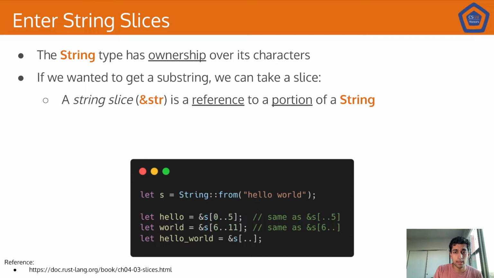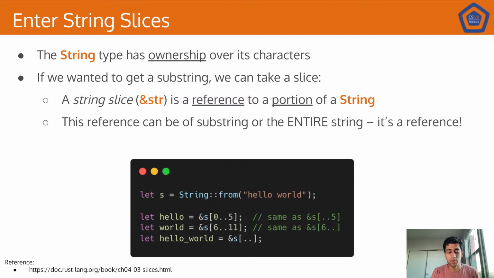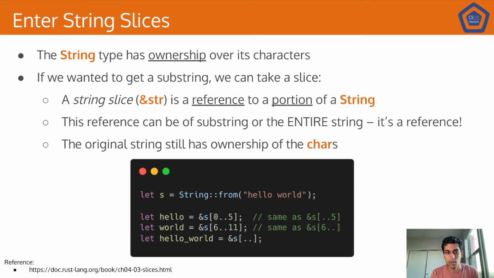A string slice is a reference to just a portion of a string. And this reference can be some substring or the entire string. It's just a reference. It's a pointer to some memory and the length of how long we want this reference to be for. So 2 characters, 5 characters, 10 bytes, 20 bytes, whatever it is, some memory and some length. And so this way the original string has ownership of the characters. S keeps ownership of this hello world data, and we have these variables that refer to S.